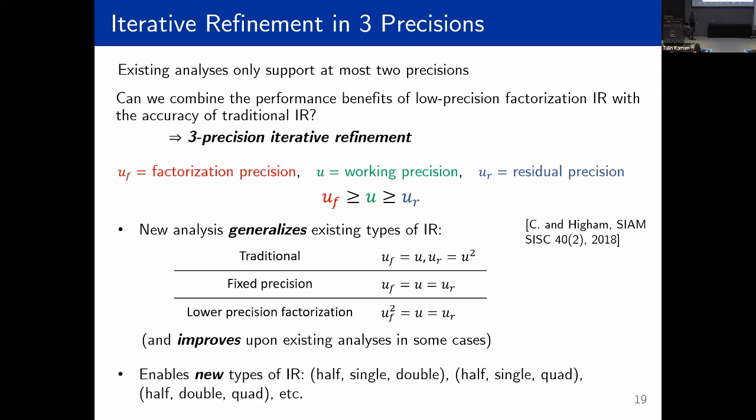Okay, so now I can do things like half, single, double; half, single, quad; half, double, quad. I'll always refer to these triplets in this order: the factorization precision, the working precision, and the residual precision. And I will try to be consistent with this coloring scheme.